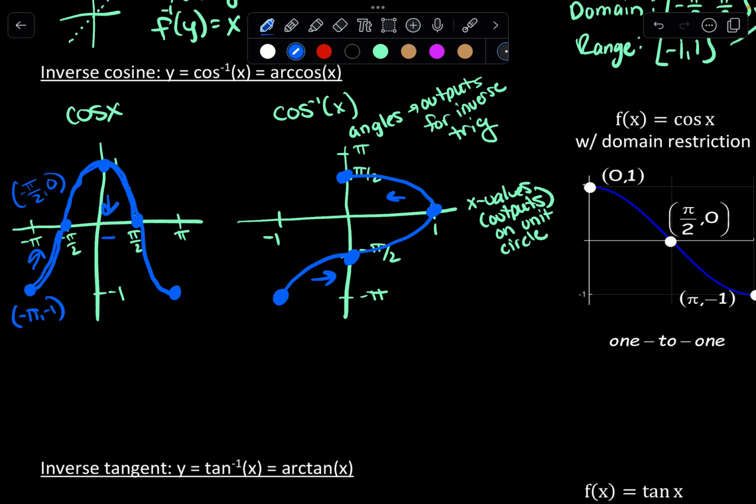And then we're going to end at pi, -1. If I switch that, I get -1, pi. It's concave up towards the positives. Therefore, it'll be concave towards the positives.